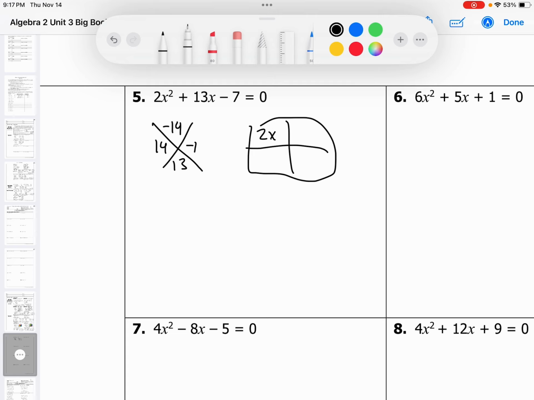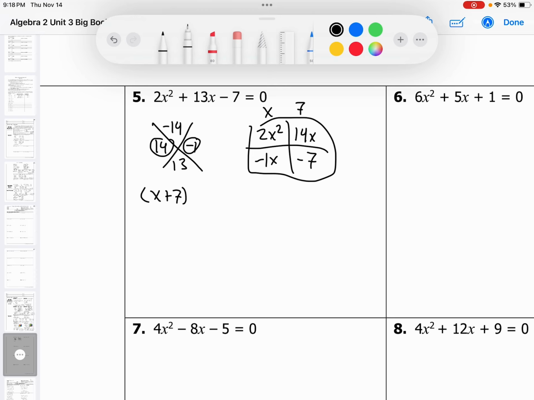2x squared will go in the first box, and negative 7 will go in the last box. And then we will use the 14 and the negative 1 to fill in these middle boxes with 14x and negative 1x. Then what goes on top, 2x squared and 1x would have x in common. 14x and 7 would have 7 in common. So my first factor is going to be x plus 7.